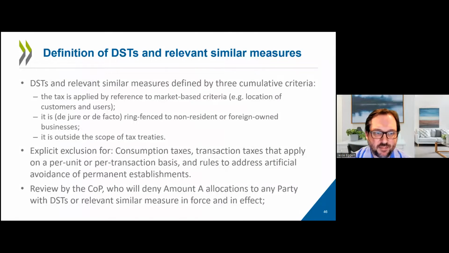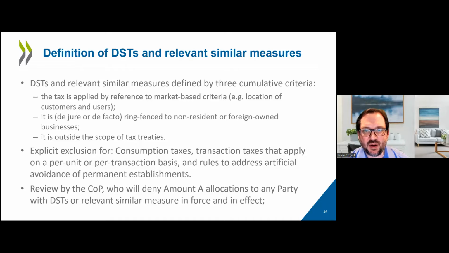tax treaties? There are specific exclusions for some types of measures. These are mostly clarifying exclusions because many of the measures wouldn't meet this definition anyway, but there are exclusions for consumption taxes like VAT. There are exclusions for certain types of transaction taxes, and there are exclusions for rules that address artificial avoidance of traditional physical presence-based permanent establishments.